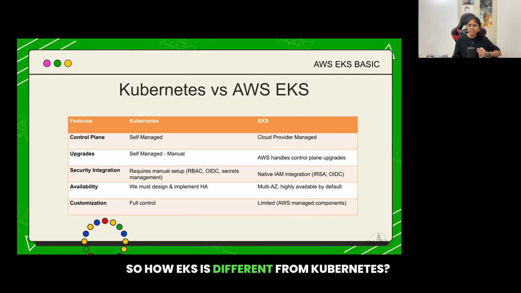So how is EKS different from Kubernetes? In our traditional or on-prem Kubernetes, the control plane, upgrades, and auto scaling are things we have to manage. These are self-managed.